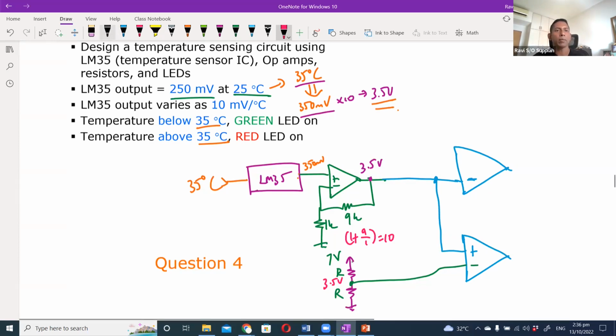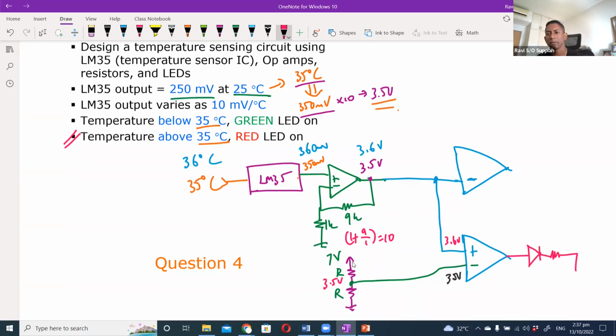Now, if I look at this first op amp, I know that the negative input has 3.5 volt. If my input goes up, from 35 degrees to 36 degrees Celsius, then this will be 360 millivolt, which becomes 3.6 volt. So the 3.6 volt comes here. That means the temperature is above 35 degrees, and then I want the red LED to be on. So I connect my red LED here, and it will switch on.